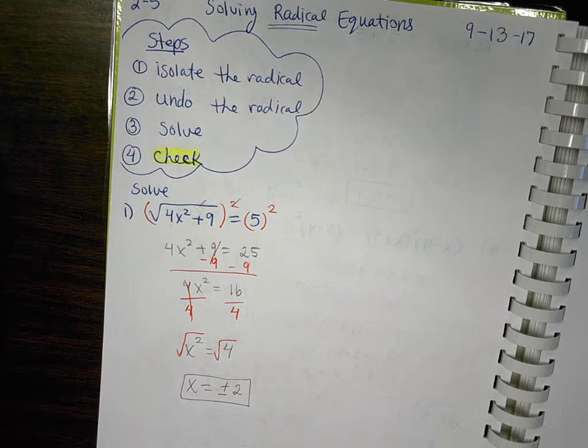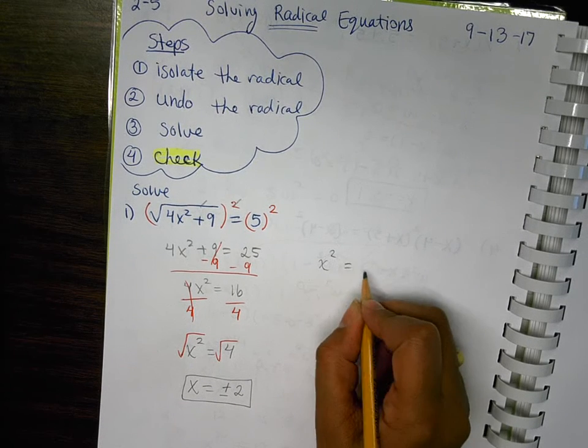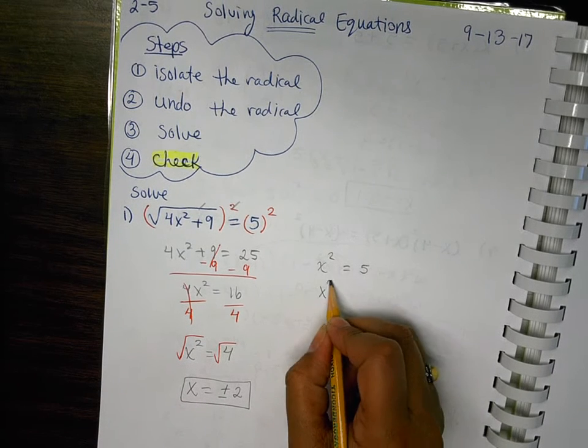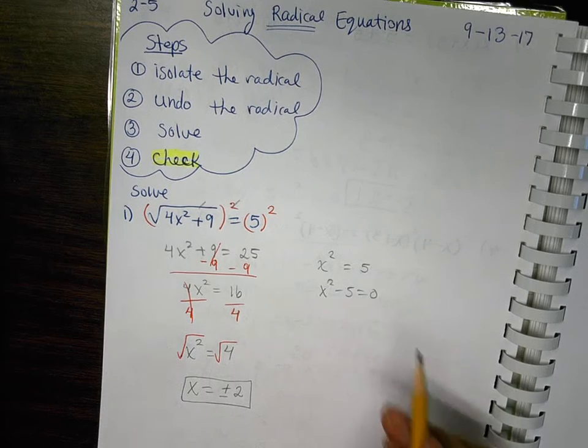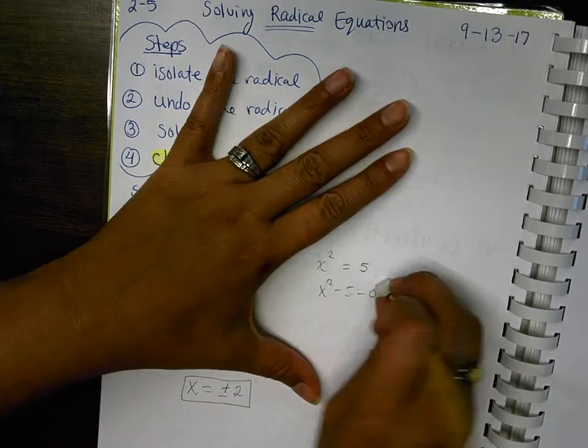Okay. The only reason I did this is because what if you ended up with something like this? X squared equals 5. Would that be one where you'd want to get equal to 0 to factor and solve? No, it doesn't factor. So you'd want to leave it like this and do what to both sides? Square root. All right?